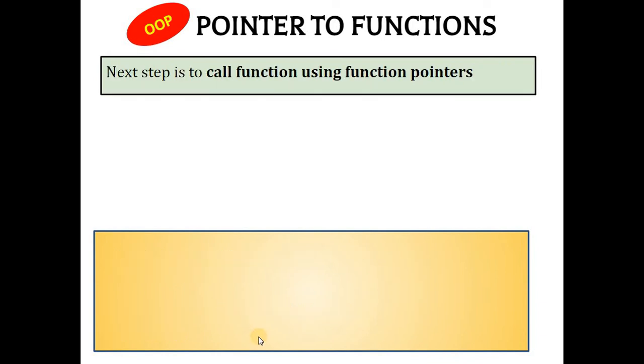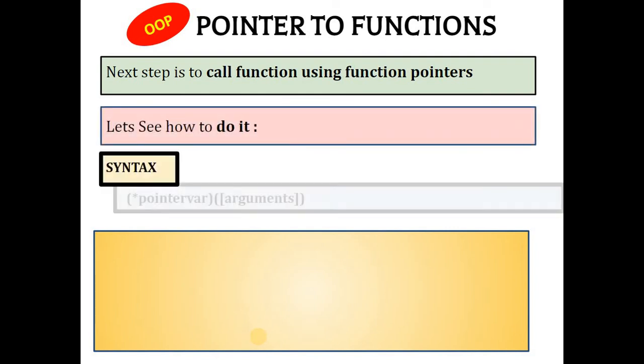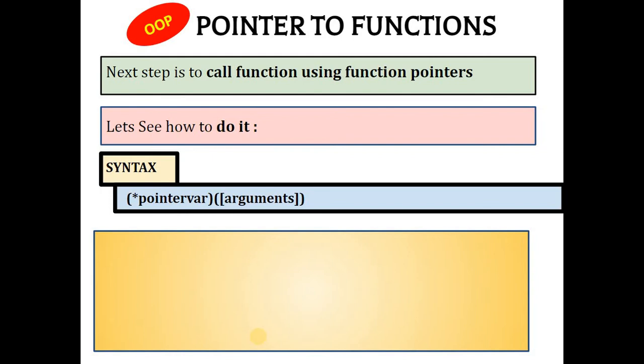Now the next step will be to call the function using the pointer. So first we have seen the declaration of the function pointer, then assigning the address of the function to the pointer, and finally we have to call the function using the pointer to a function. So how to do it? You have the syntax as (*ptr) in brackets and inside that the arguments.